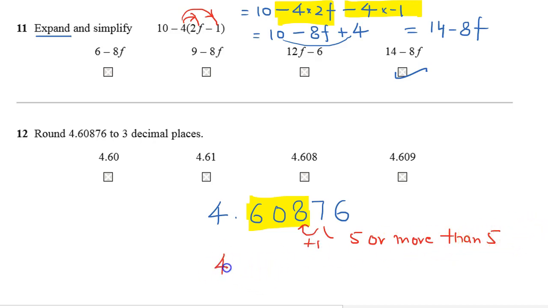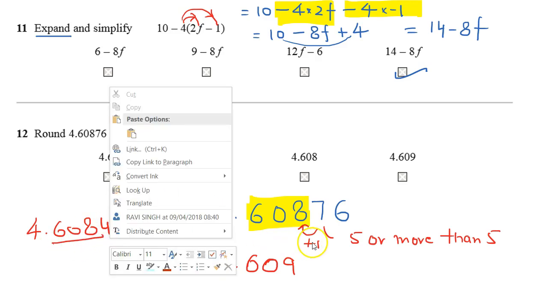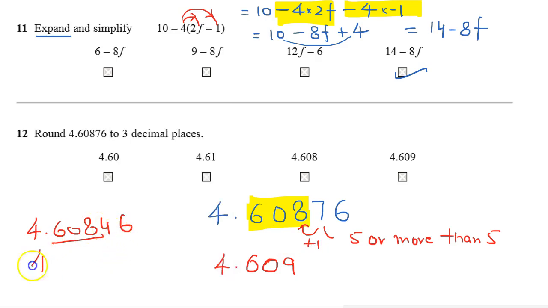So it becomes 4.60. Now this 8 will become 9 because of this 7. Imagine the number is 4.60846. Now 3 numbers, next number is not 5 or more than 5. The answer would have been 4.608, but here we have more than 5, so it is 4.609.